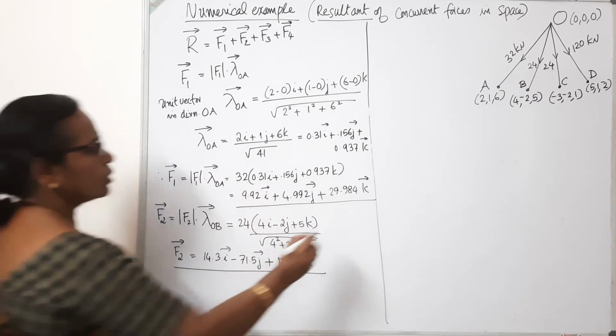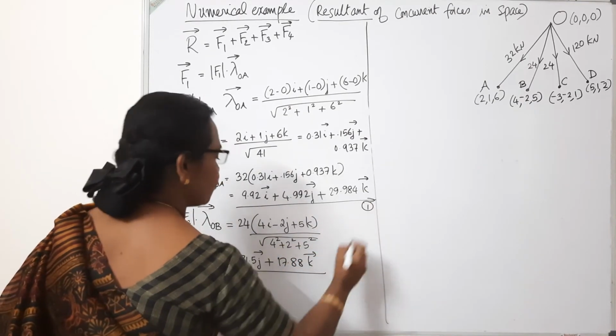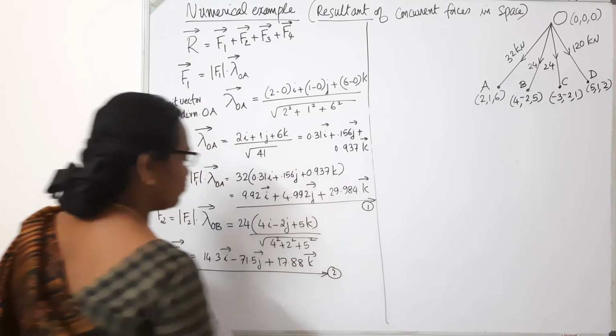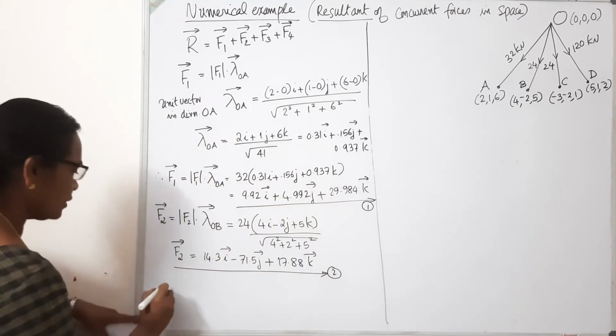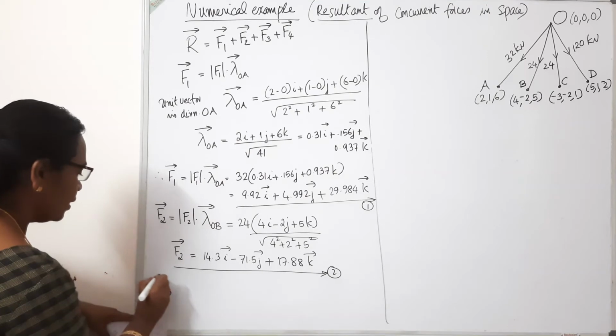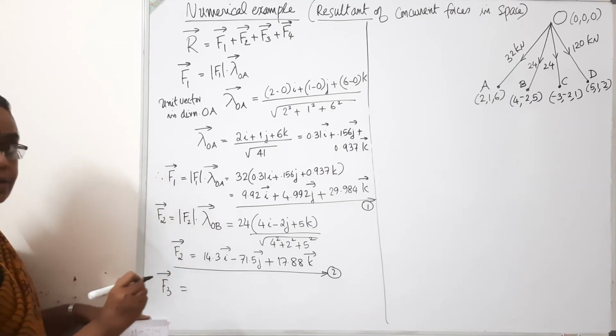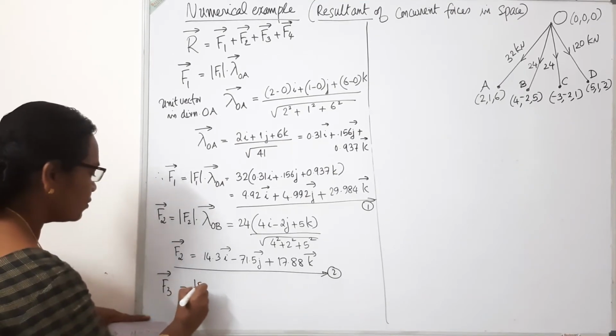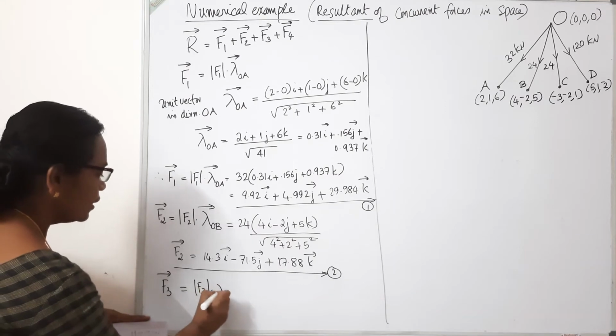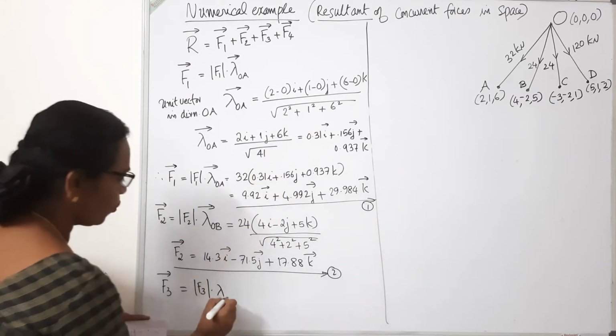So this is the second one. This is the first force. This is the second force. Similarly, I have to get the third one, F3. F3 is equal to modulus F3, the magnitude of F3, into the unit vector, since that force acts in direction OC.